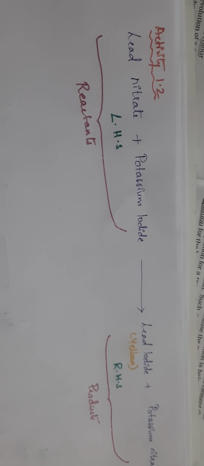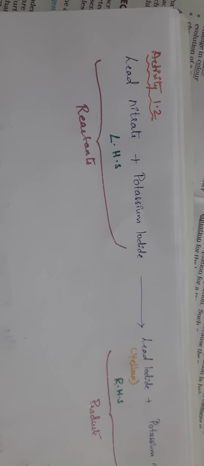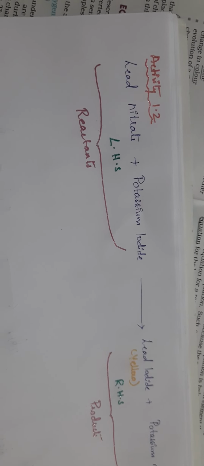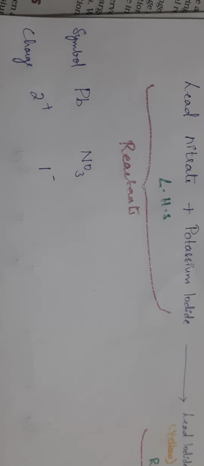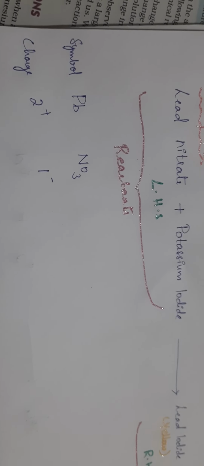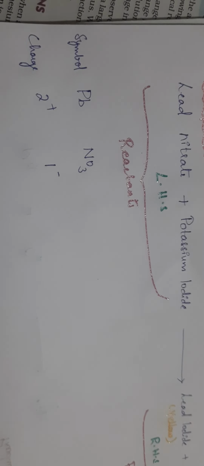Now let us see activity 1.2. The reactants here are lead nitrate and potassium iodide. Let us write the chemical formula, but first let us learn how to derive it. Here in lead nitrate, lead is represented as Pb, plumbum, and nitrate is NO3. The charge of lead here is 2 plus and NO3 is 1 minus. So when we interchange the charges or valencies, nitrate is represented as NO3 and its valency is -1.